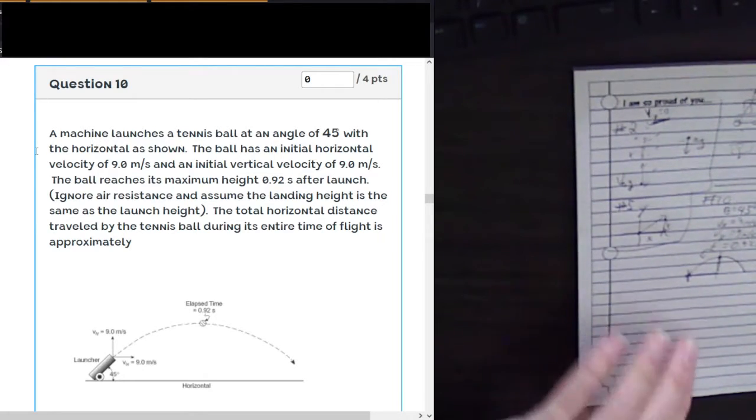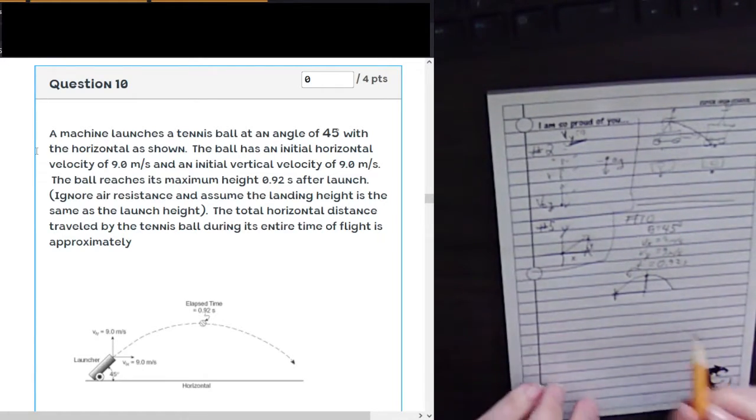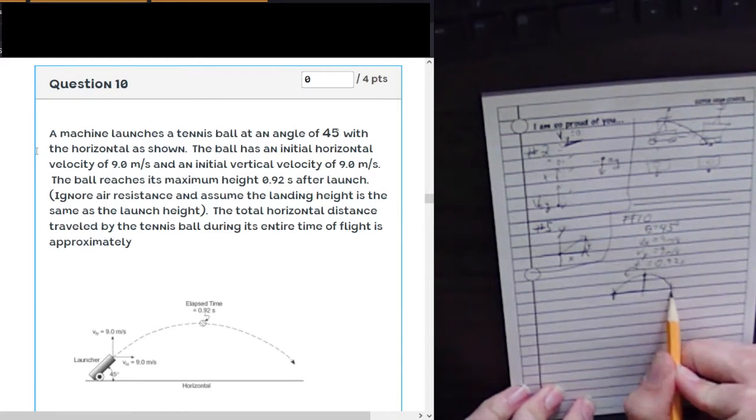Then it wants you to find the total horizontal distance. Well, it wants you to find this, right?